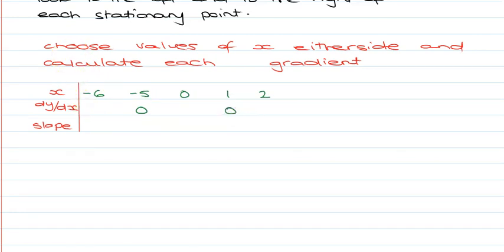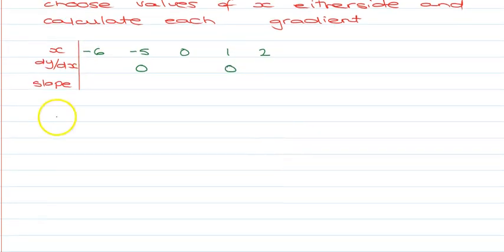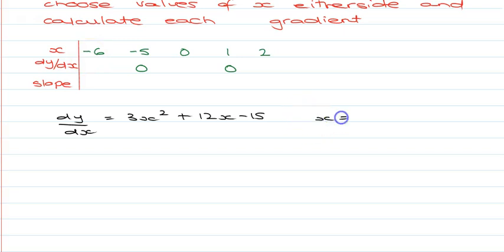So now I'm going to use the gradient function, which was dy/dx equals 3x squared plus 12x plus 15, and I'm going to substitute each of these values in. So let's first of all look at when x equals negative 6. So let's look at the gradient.